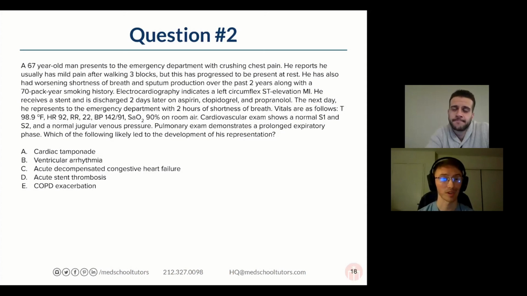And he has a blood pressure of 142 over 91, so elevated blood pressure. And his oxygen saturation is 90%. So that's pretty down. Not super dangerous yet, but 90% in a guy with potentially COPD and a very long smoking history is a concerning oxygen saturation. He has a cardiovascular exam, normal S1 and S2, normal jugular venous pressure. So what does that tell us about what is not causing his current shortness of breath?